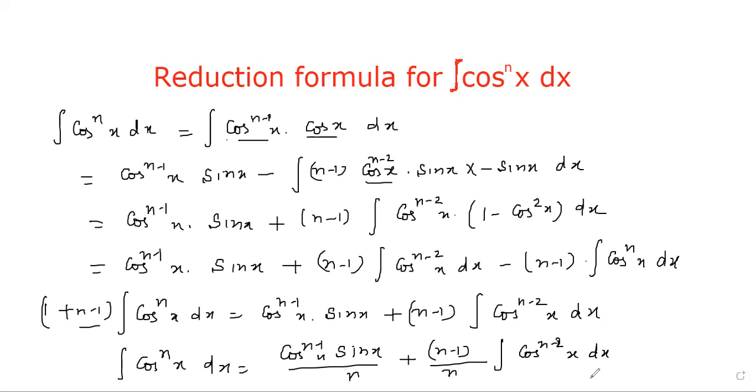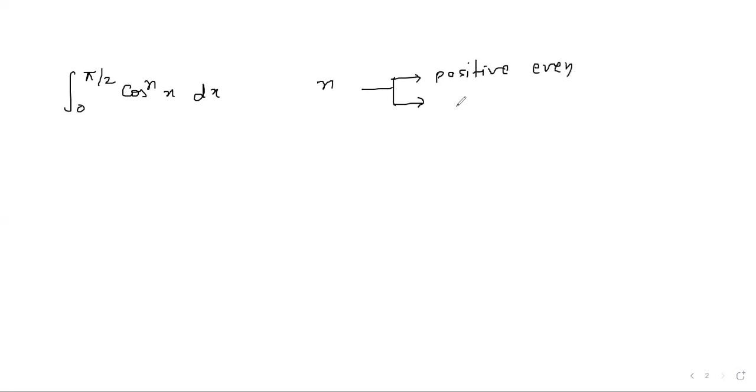Now let's consider the next thing, 0 to pi by 2 cos power n x dx, where n is a positive even or odd integer. Both cases we will discuss separately, positive even and positive odd integers.